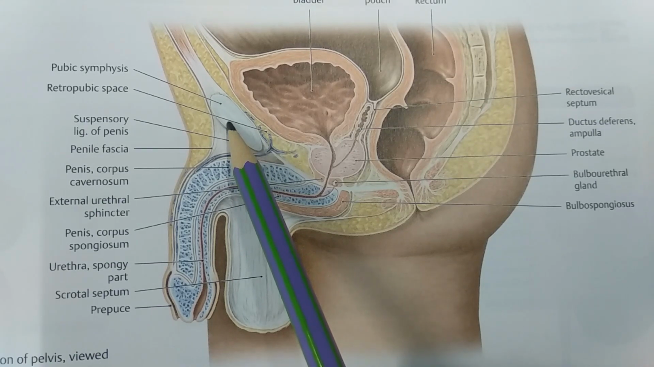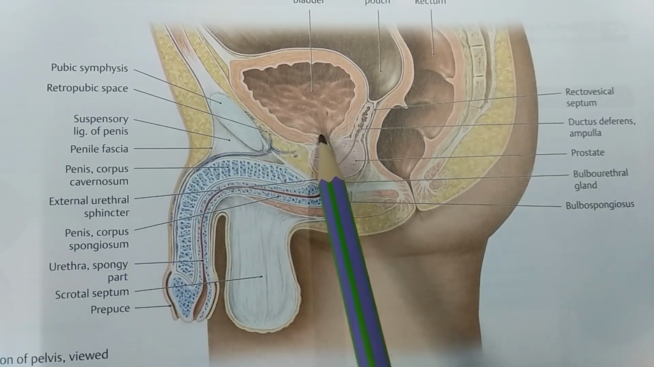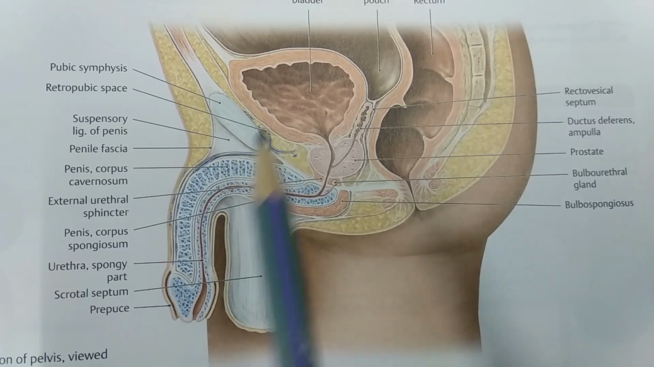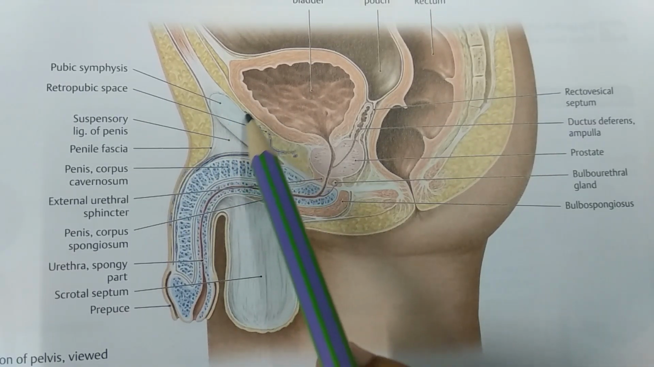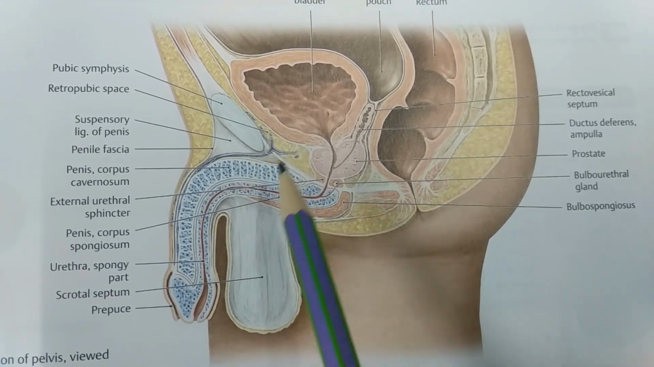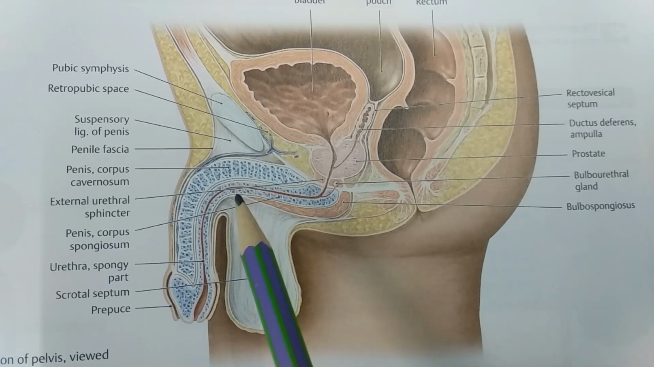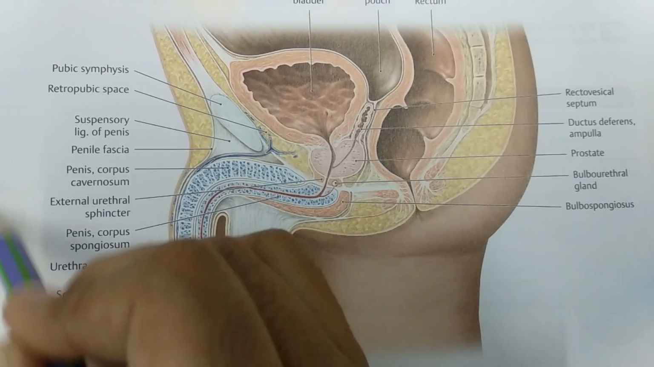Here, the anteriormost structure is the pubic symphysis. So you can see that this bladder is situated just behind the pubic symphysis. There is a tiny space in between the bladder and the pubic symphysis, and this space is called the retropubic space, or retropubic cave, or retropubic space of Retzius.